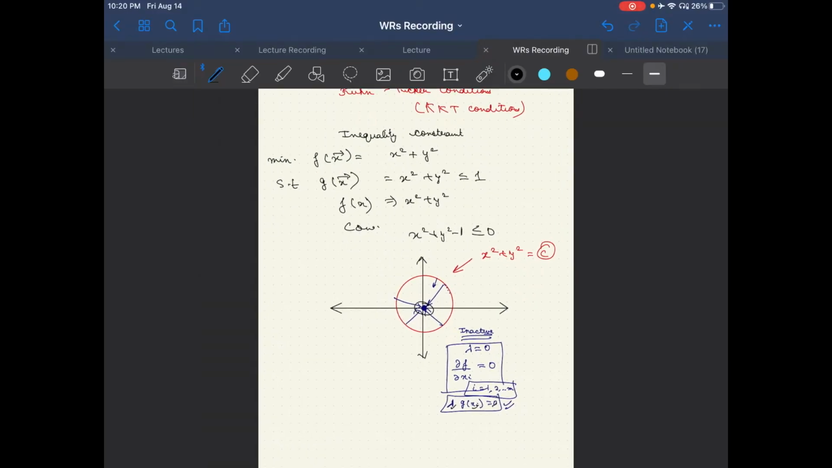Hello students, last time we ended our discussions where we were looking into the problem of minimizing a function subjected to an inequality constraint, and we realized that we can really reduce this problem to a problem of unconstrained optimization where the solution would be within the region bounded by red.